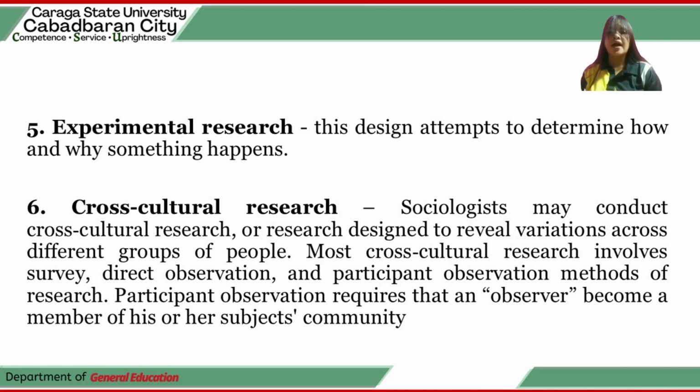Experimental research attempts to determine how and why something happens. Experimental research tests the way in which the independent variable, the factors the scientist manipulates, affects the dependent variables, the factors that the scientist observes. A number of factors can affect the outcome of any type of experimental research. One is finding samples that are random or representative of the population being studied.